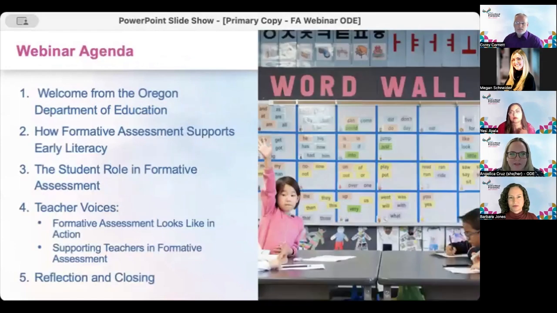Here's our agenda for the afternoon. We just completed a quick welcome and a community building activity. As I see more folks are adding to the chat, thank you. Next, we'll launch into an overview of how the formative assessment process supports all learners and the role of students using self-assessment and peer feedback to advance their learning. Then we'll spend the majority of our time seeing what formative assessment looks like in action through some examples from our educators here today, helping to co-present this webinar. And finally, we'll end with a brief reflection and a closing activity.